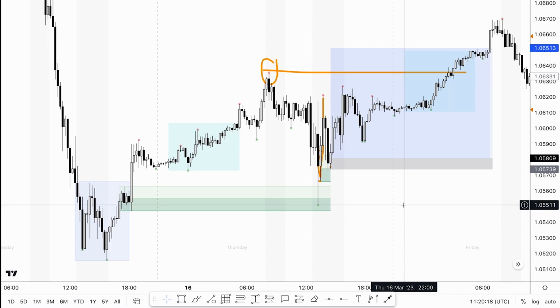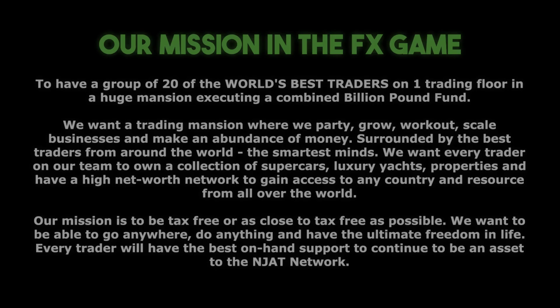What I'm going to do is attach a video on the screen now in the top right so you can see exactly how we use this in live price and how we start to anticipate moves before they even happen. Thank you all for watching.